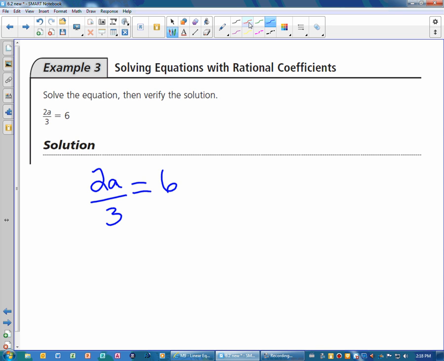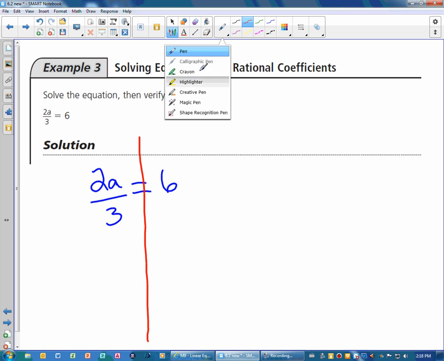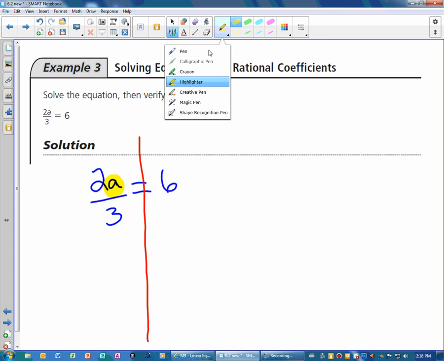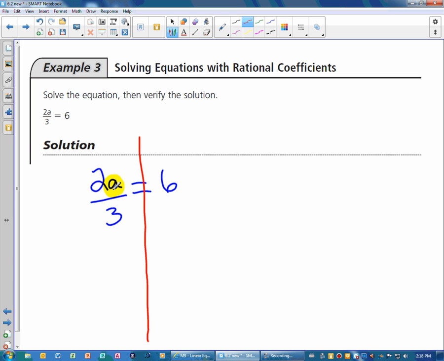Now remember, algebra is all about getting the variable by itself by undoing what's happened to it or by doing the opposite. Okay, so look at a. It's being multiplied by 2 and it's being divided by 3. Now, remember what I said before about this 2 is attached to the a. It's 2a. So I'm going to leave that to the end and I'm going to get rid of that 3 on the bottom. Okay, what's the opposite of dividing by 3? Multiplying by 3. So I'm going to put it on the top because I'm going to multiply 3 by 2a.